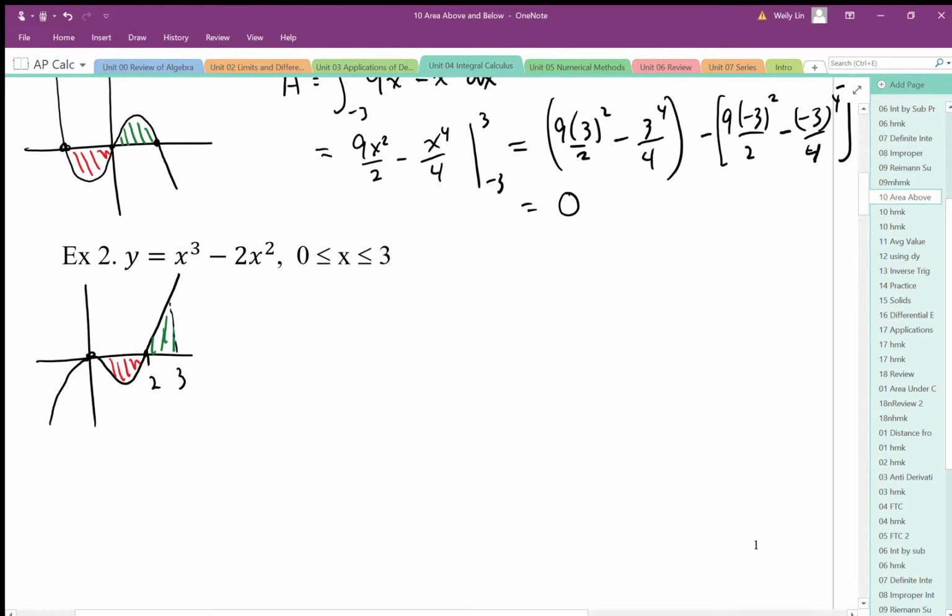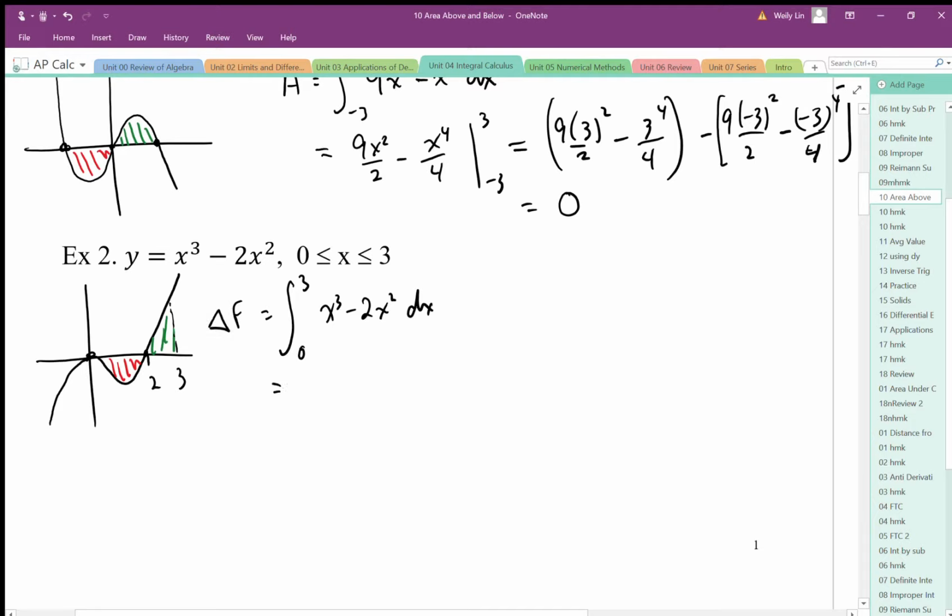We want not the area, so we're not going to split these up into two different parts. We want the negative area to count against the positive area because we want to calculate the net displacement. So the change in big F is equal to the area under the derivative function from 0 to 3. So that's the change, delta big F.